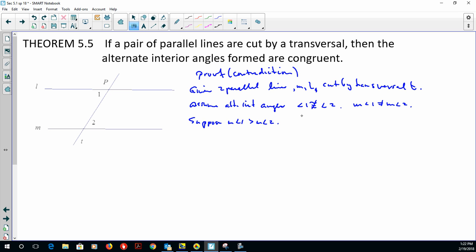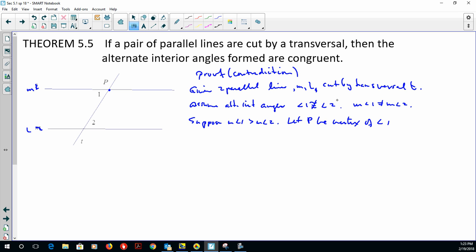And further, let P be the vertex of angle 1. Now, I should have named these differently, shouldn't I? I should have called this M and this L. So P is a point that's not on L. Oh, I'm getting ahead of myself here. Suppose angle 1 has larger measure than angle 2.